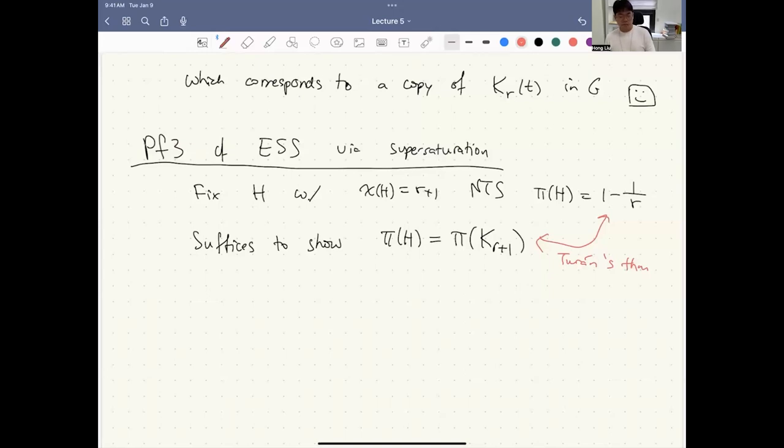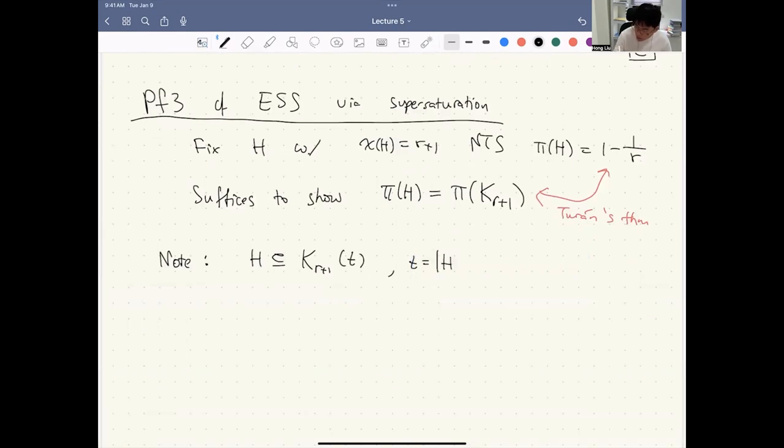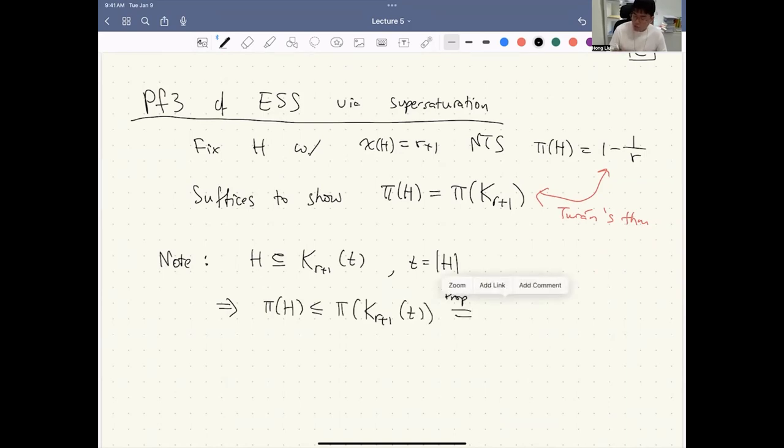Okay, we're almost done. Note that H is a subgraph of K_{r+1}^t, where t is, say, the number of vertices of H. Which means what? For a subgraph H, its Turán density cannot be more than its supergraph, so pi of H is at most pi of K_{r+1}^t. But by the above proposition, we know that for complete graphs, the Turán density is the same as its blow-up. So it's the same as pi of K_{r+1}. This proves the less-than-or-equal direction.